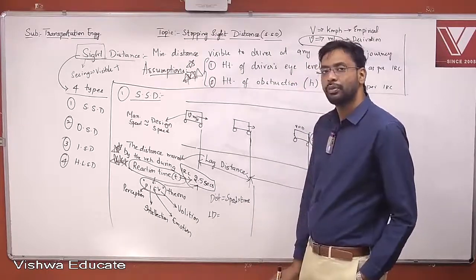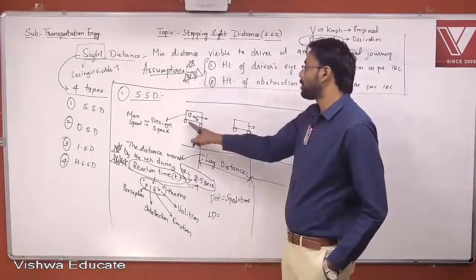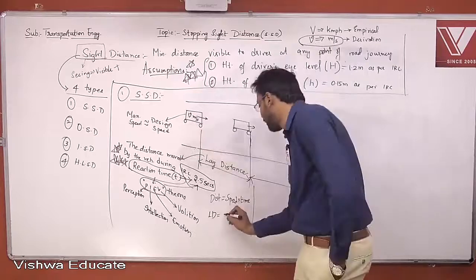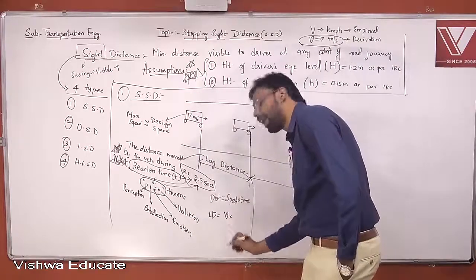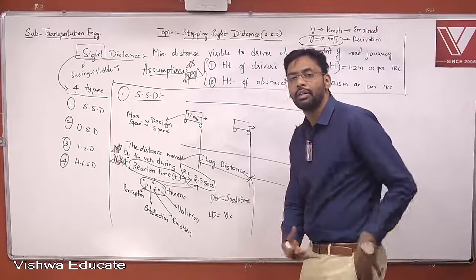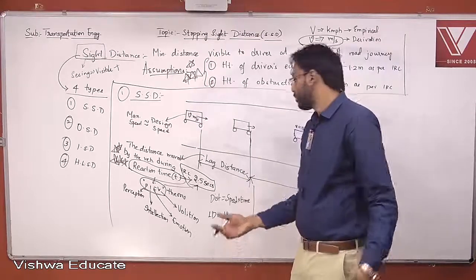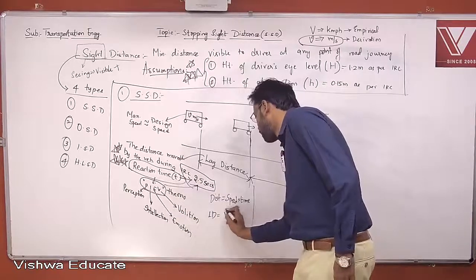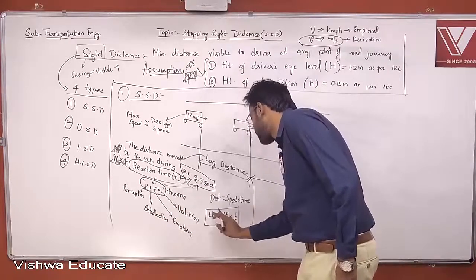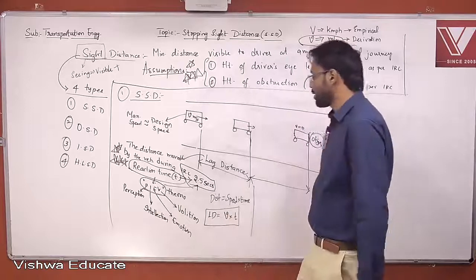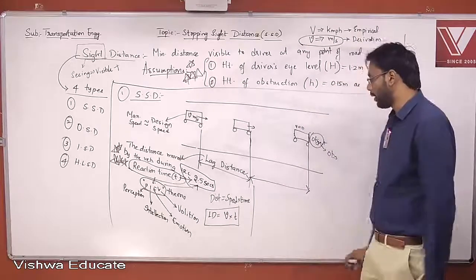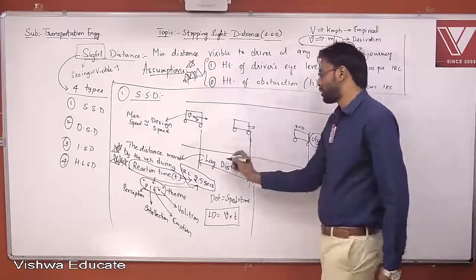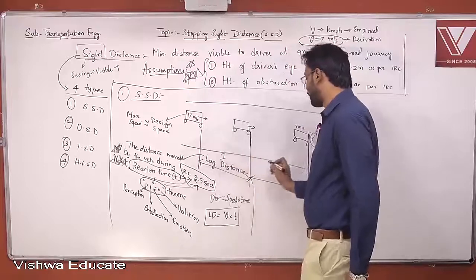What is the speed of the vehicle? That is design speed. That is V meter per second. And how much time has it traveled? Whatever is the reaction time. So reaction time is indicated with small t. So lag distance is equal to design speed into t, right? So that's the first part of this example. Now the second part.